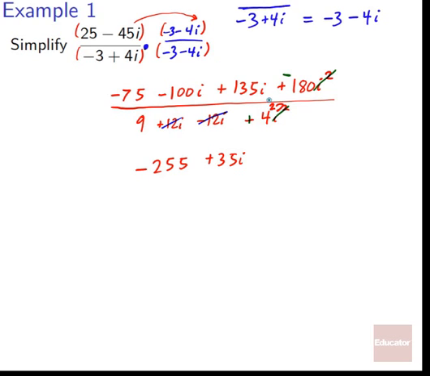4 squared, we missed that. Sorry, one more mistake. 4 times 4 gets us minus 4 squared i squared. So 4 squared gets us 16. 9 plus 16 is our division. So divide by 25. Negative 255 plus 35i divided by 25.